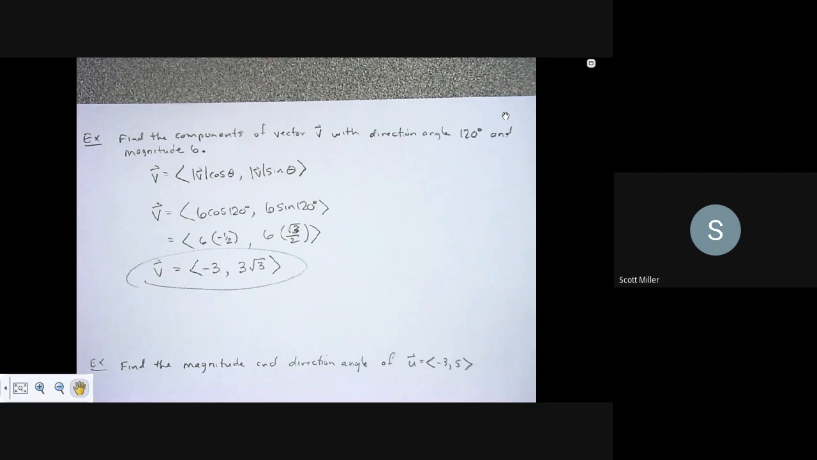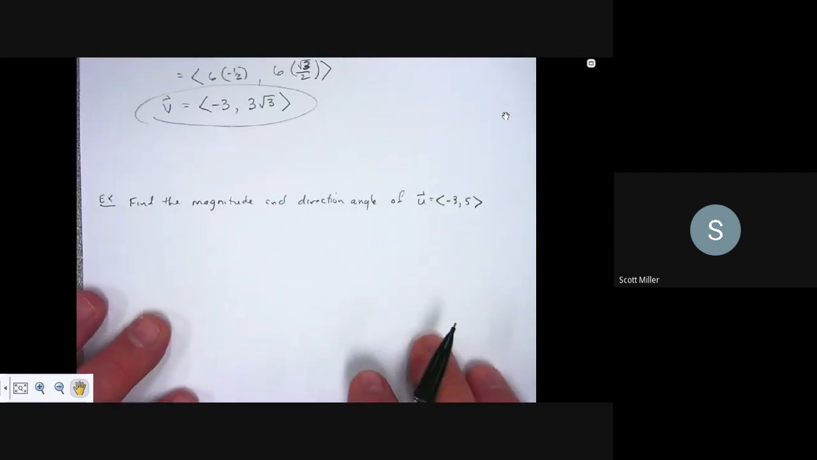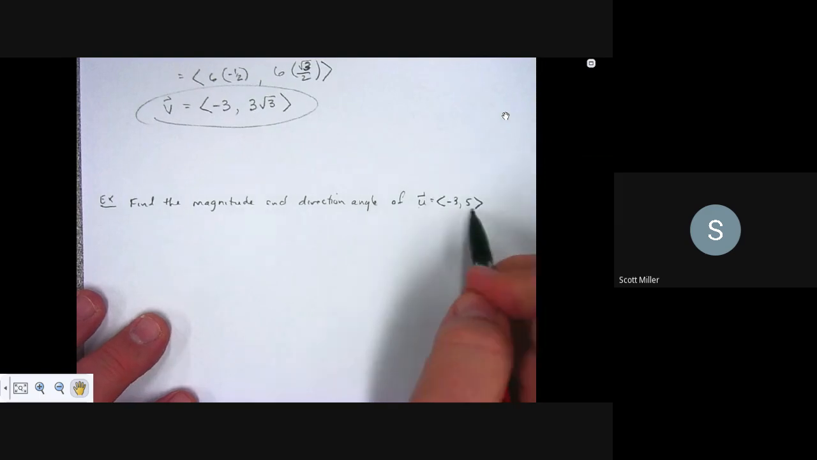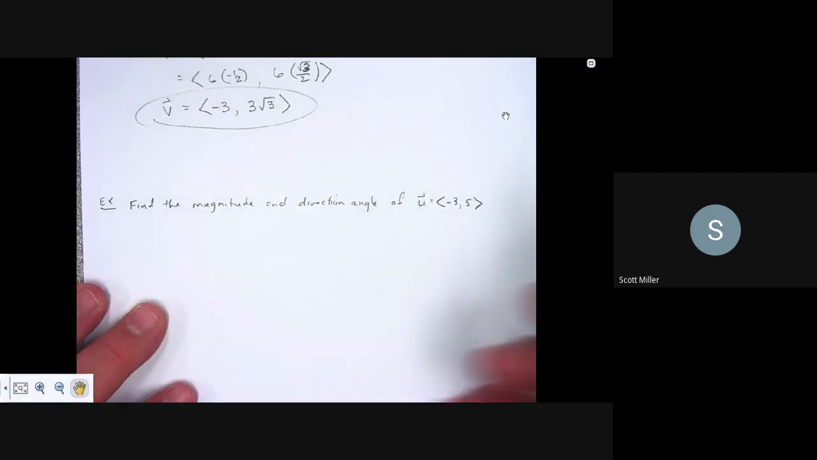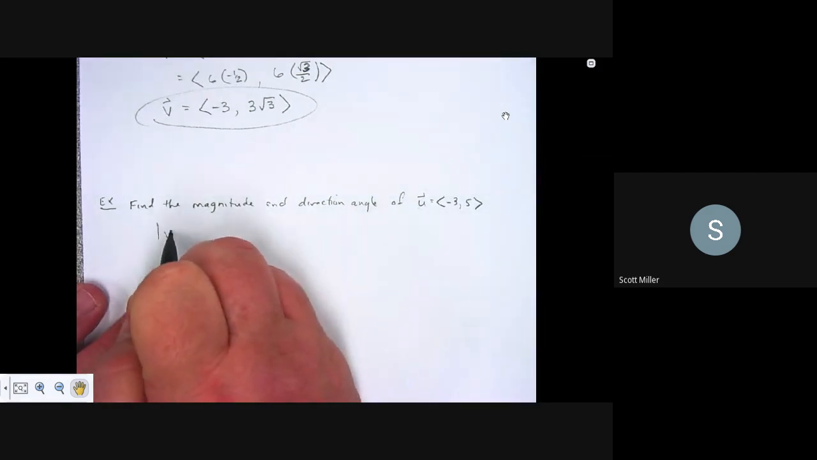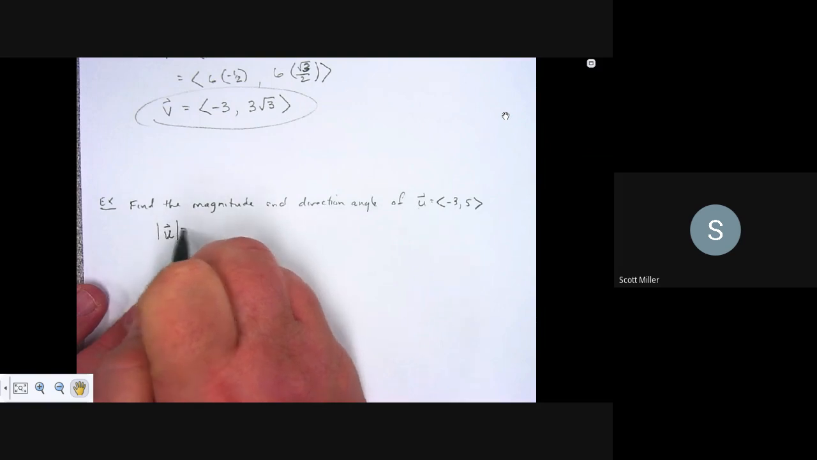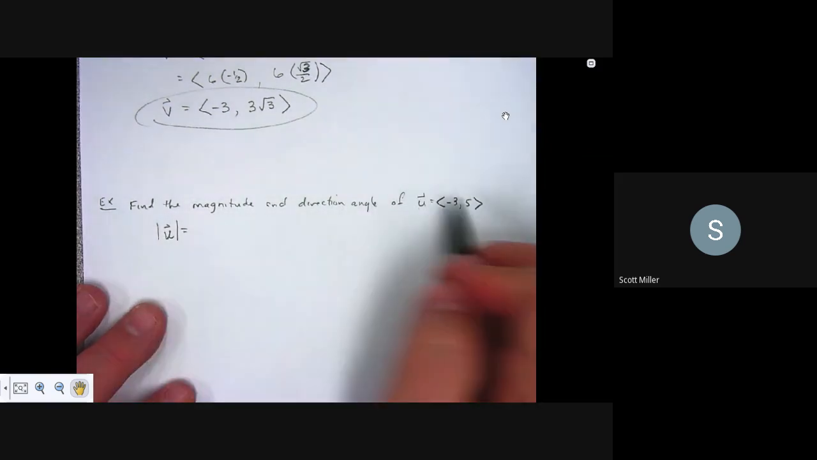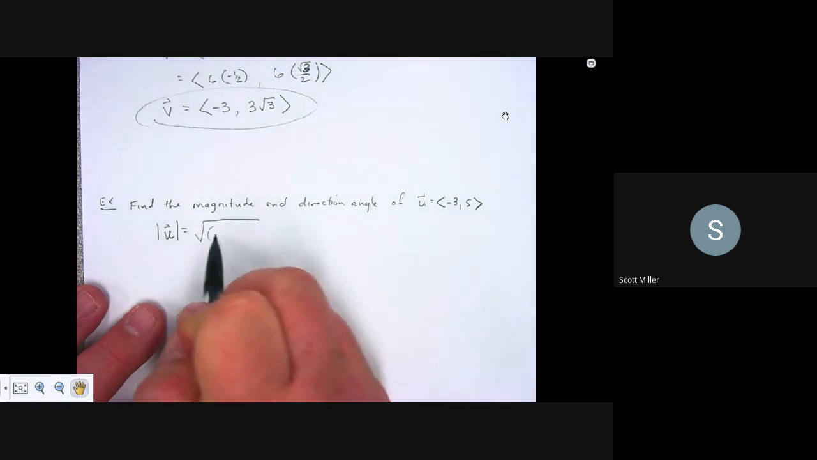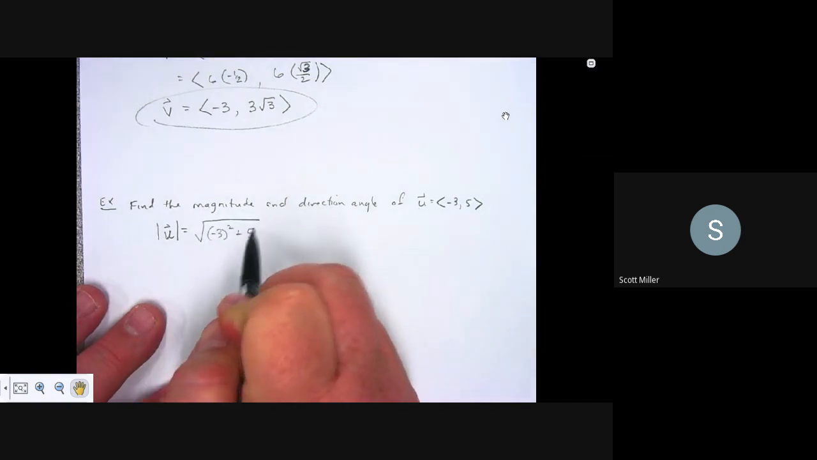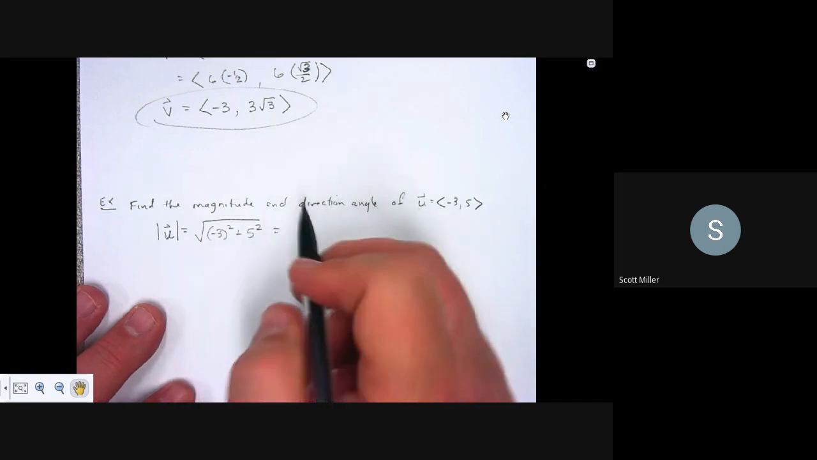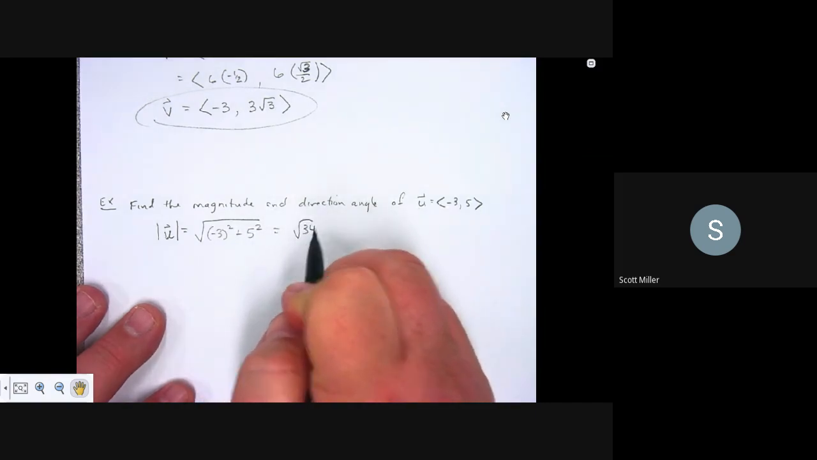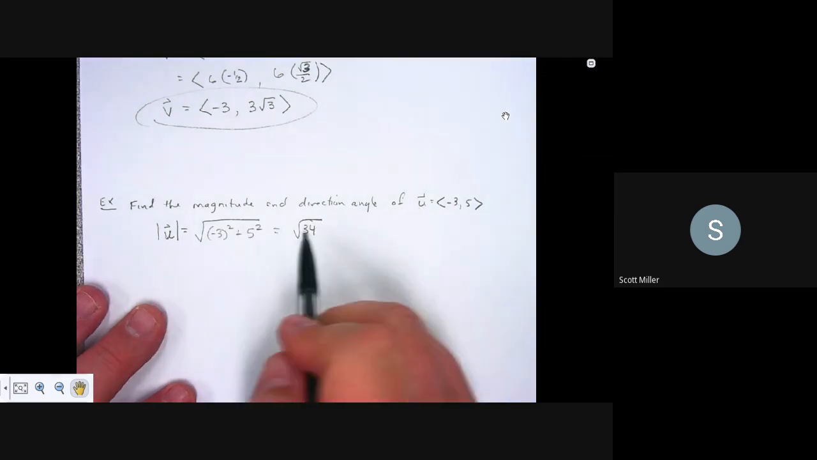The last example I have for this video is to find the magnitude and the direction angle if I give you a vector. Here's the vector in component form. What is its magnitude? What is its direction? Again, the magnitude of u is based off the Pythagorean theorem. With components a and b, it is the square root of a squared plus b squared. That's a 9 and a 25, and 9 plus 25 is 34, so the magnitude is the square root of 34.